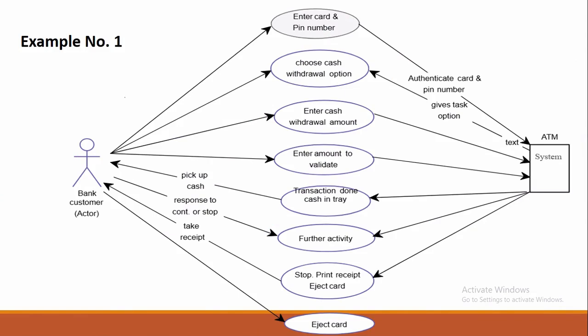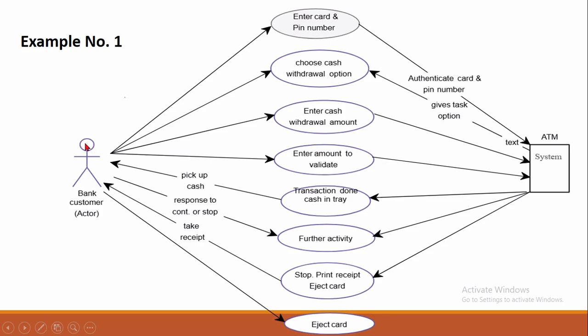Okay, so this is one example. You can see here we have an actor, that is a bank customer, and another actor called the system. The actor is interacting with the system using some use cases. So you can see here we have use cases like enter PIN, then choose cash withdrawal, enter cash, then enter amount.